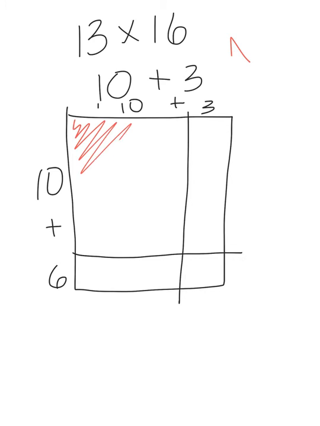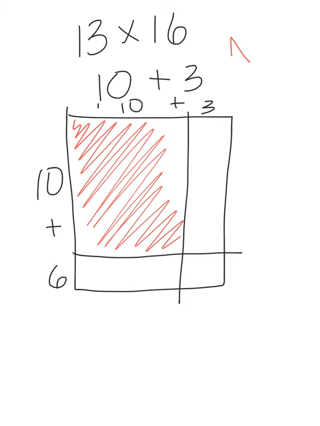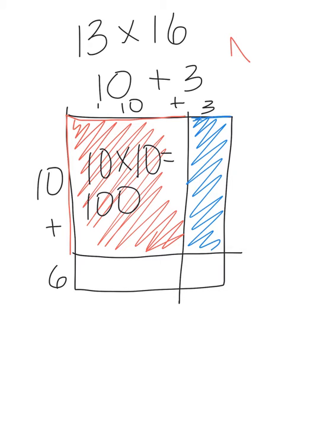So I'm going to color in this box here. Now I need to figure out how much space, or what is the quantity inside of that box. Well, I'm going to look at the top and the side. Along the top I have 10, and along the side I have 10. So I have 10 times 10. I know that equals 100. This side here is 3 along the top and 10 down the side. So 3 times 10 equals 30.